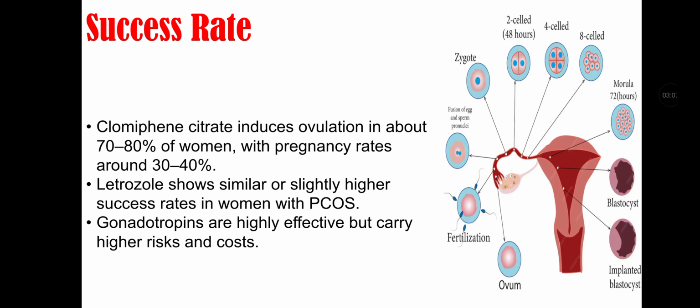Success rates. Clomiphene citrate induced ovulation in about 70 to 80% of women, with pregnancy rates about 30 to 40%. Letrozole shows similar or slightly higher success rate in women with PCOS, and gonadotrophins are highly effective but carry high risk and costs.